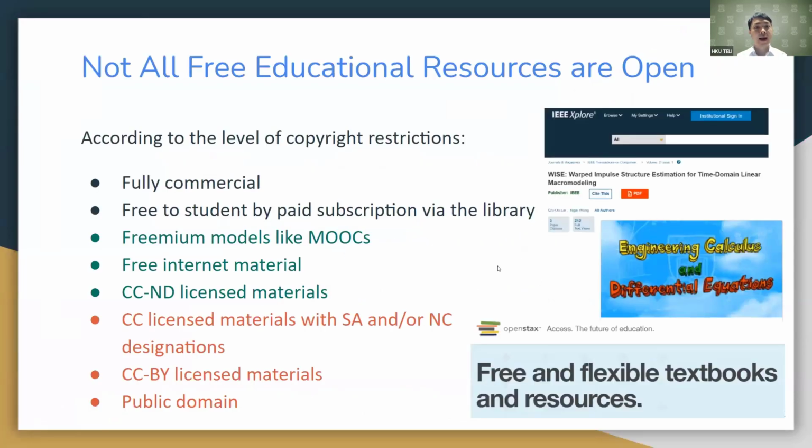Talking about free materials, some colleagues may think free means open. It's not true. Not all free educational resources are open. Here are some examples. We can categorize the contents according to a spectrum or level of copyright restrictions. Of course, some of them are commercial. Some of them are paid by the library so students can use them. For example, in IEEE, the Hong Kong library subscribes to the license, and we can download courses, papers, etc. within IEEE Xplore. But it has copyright restrictions.